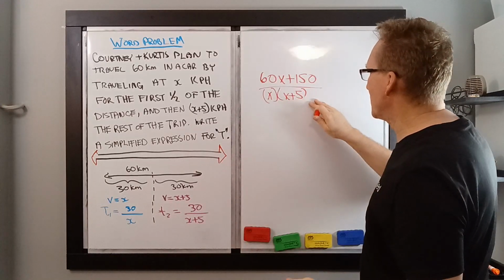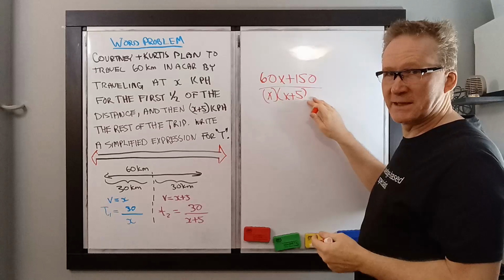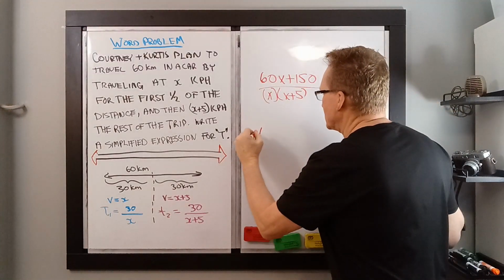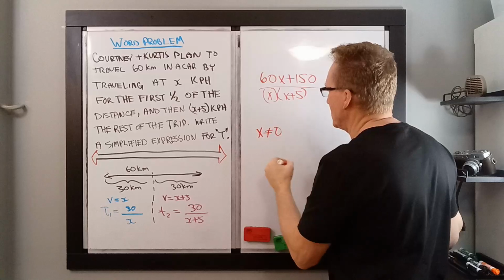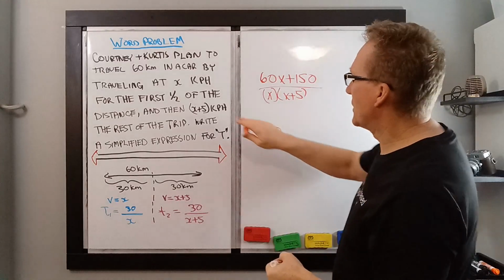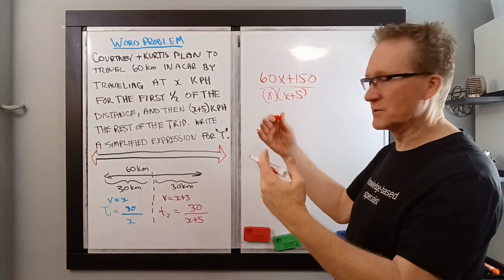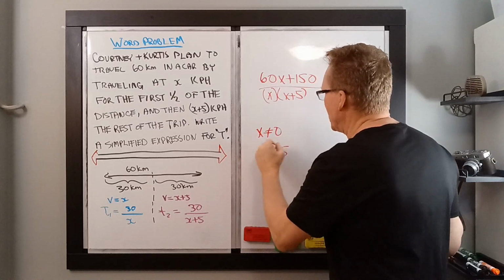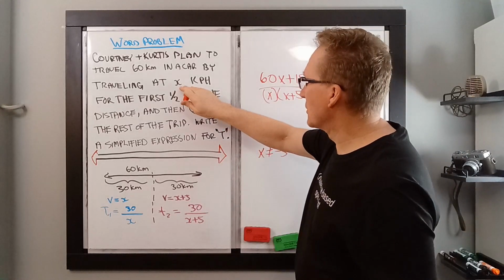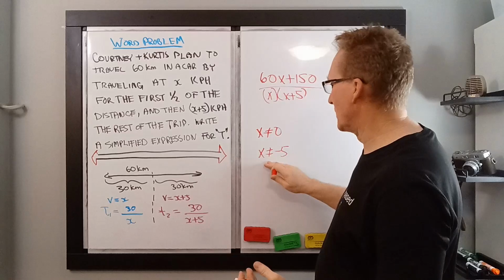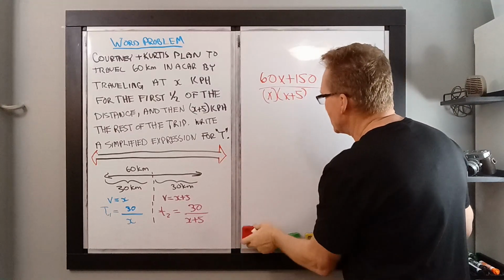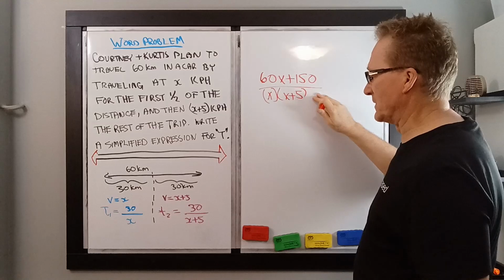That's in simplified form. Now you might say, are there any disallowed values for this? Always look for disallowed values. Well, for one, x cannot equal 0. That would mean you start off with 0 kilometers an hour. There is no trip, so this is meaningless. X also cannot equal minus 5, but you're going backwards if you're going at minus 5 kilometers an hour, so this is also meaningless. So the disallowed values are meaningless to this. It won't apply to our physical problem.